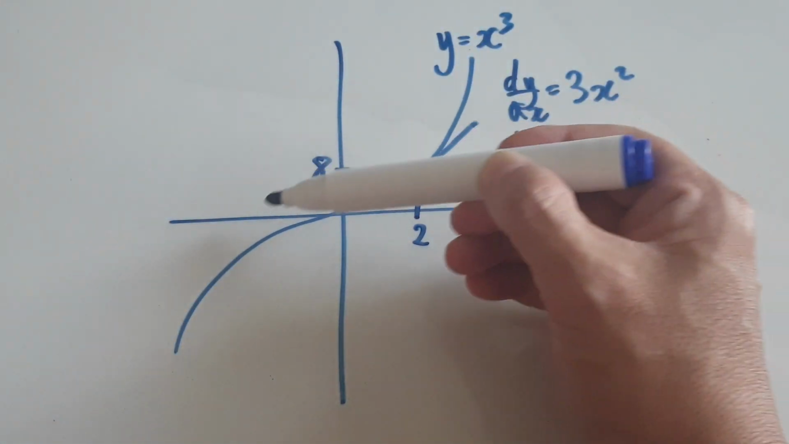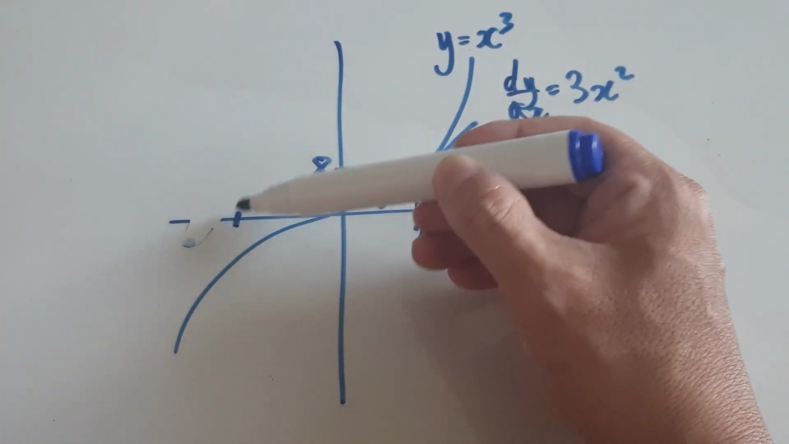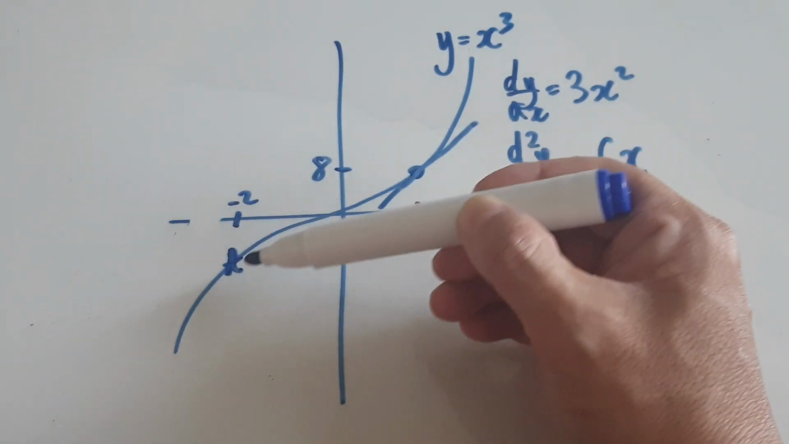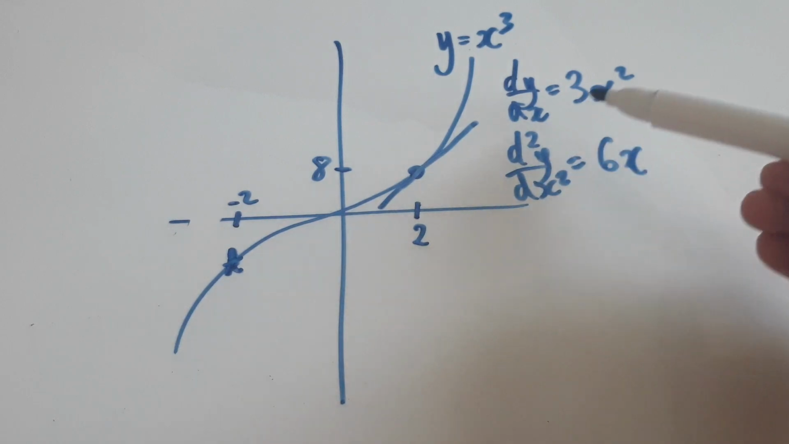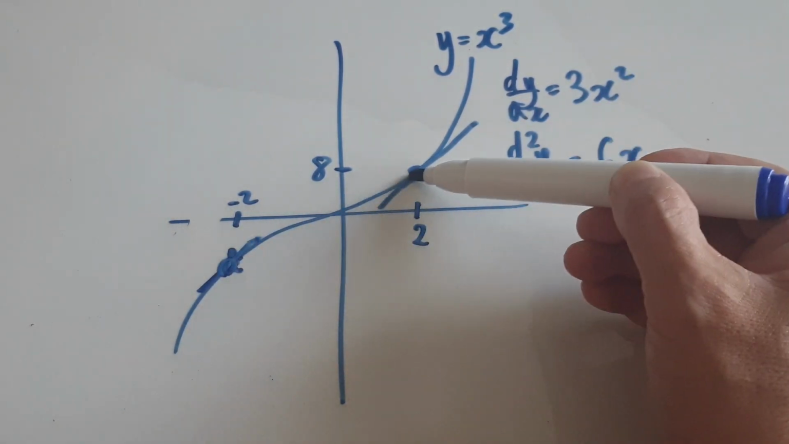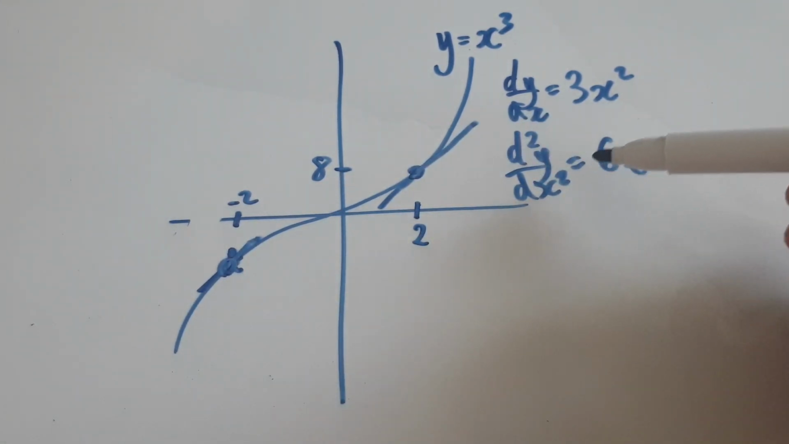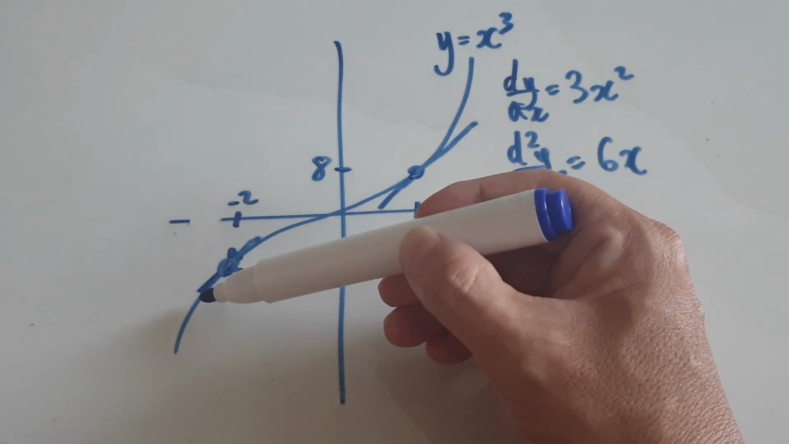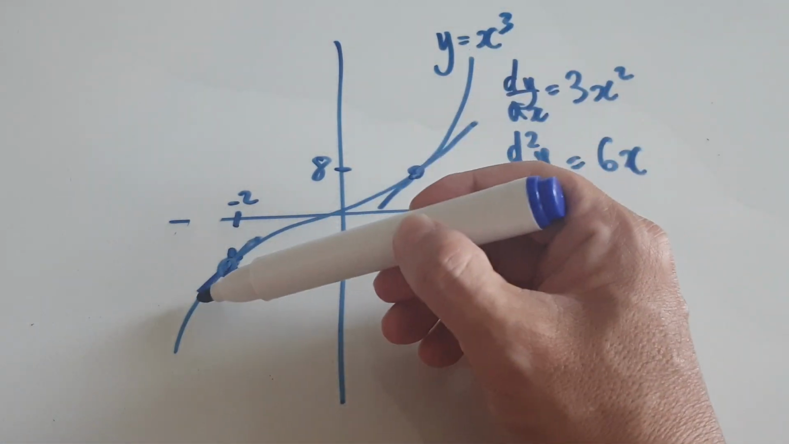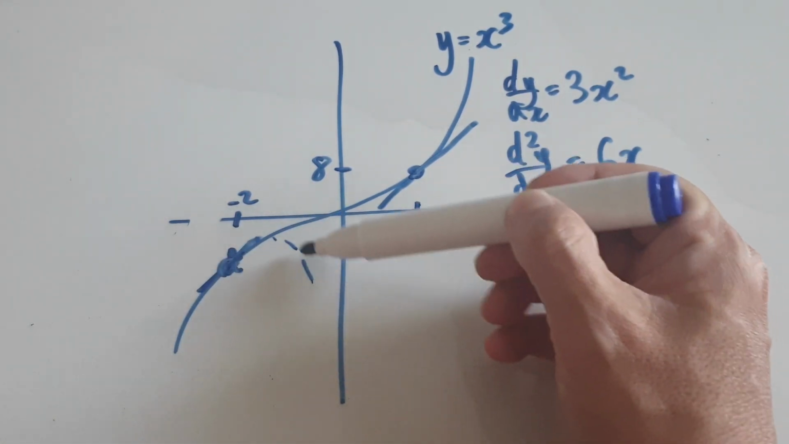Now let's look at negative 2. So negative 2 here. Imagine you are standing here. Your gradient would be 12, because look, you're still going uphill, just like over here. But then your concavity here is negative 6. So that means you're concaving down. So if you look at this side of the cubic graph, it's trying to concave downwards.